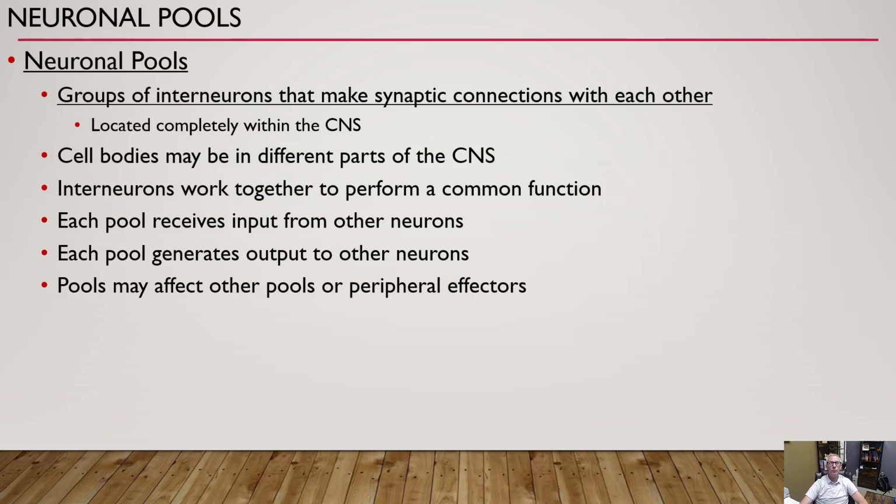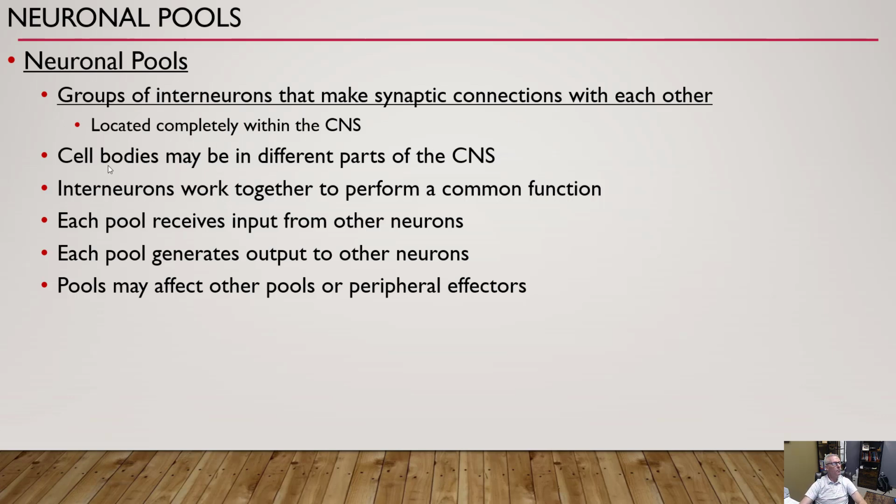All right, neuronal pools. Remember that I told you that a ganglion is a cluster of neuronal cell bodies that lie outside of the central nervous system. Neuronal pools are groups of interneurons that make synaptic connections with each other inside the central nervous system. So they're almost like ganglia inside the central nervous system.